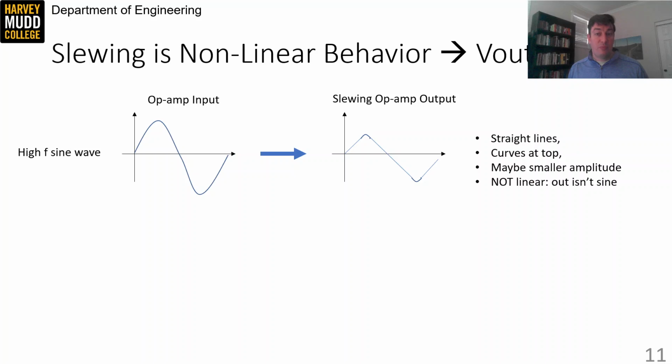If we do that, our output won't look like a sine wave, which is a nonlinear behavior. A linear system always has a sinusoid out when you put a sinusoid in. Instead, we'll see a triangle wave that has some small curves at the top, and this triangle wave is probably going to be smaller amplitude than the input sine wave.